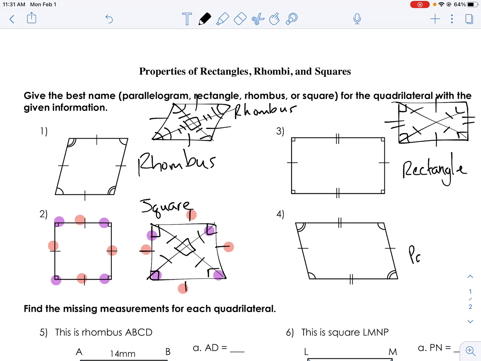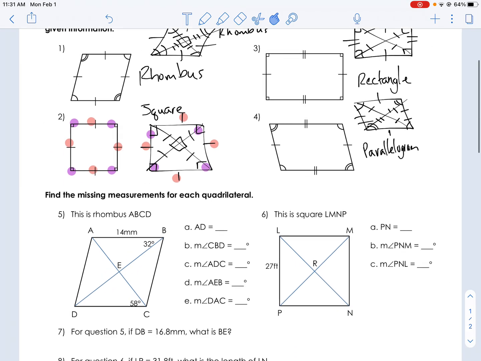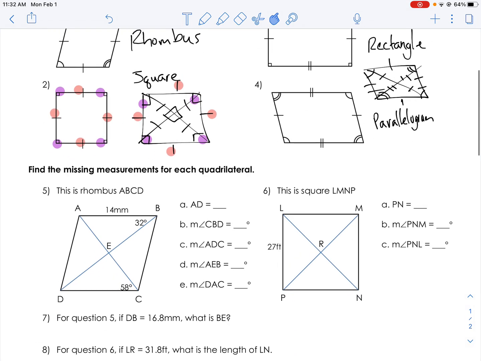Last one is a parallelogram. The reason I know this is because it has no special properties. And in a parallelogram, opposites are congruent, opposite angles are congruent, our diagonals bisect. Okay, so rhombus, rectangle, square, parallelogram. We're then going to use these pictures to solve for some things that we have.